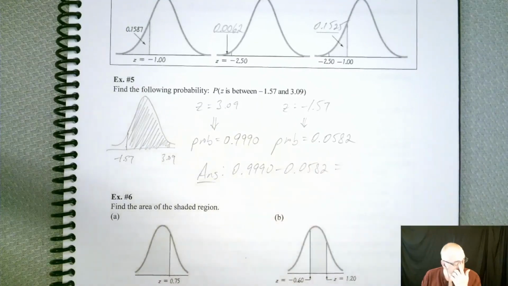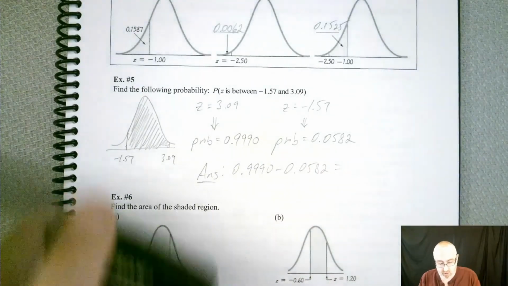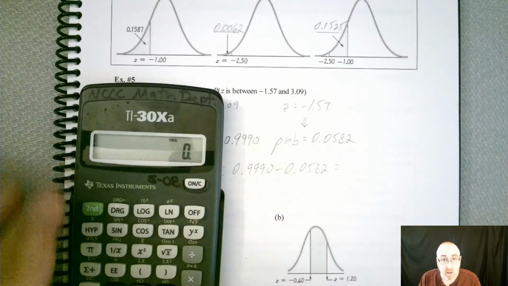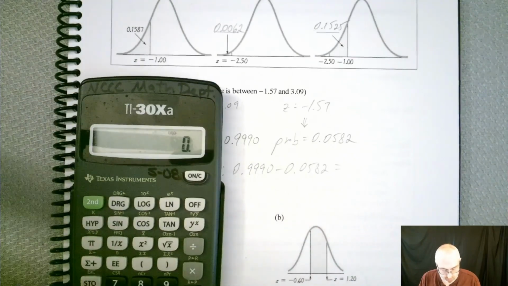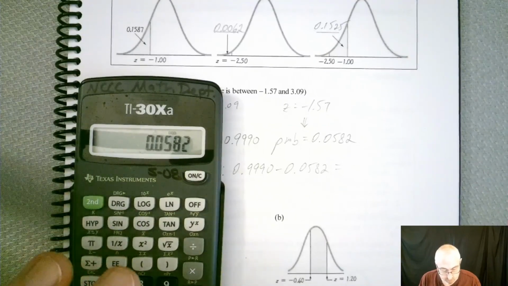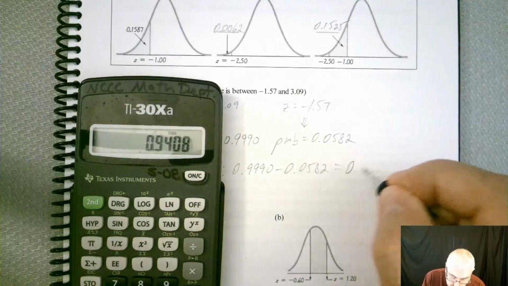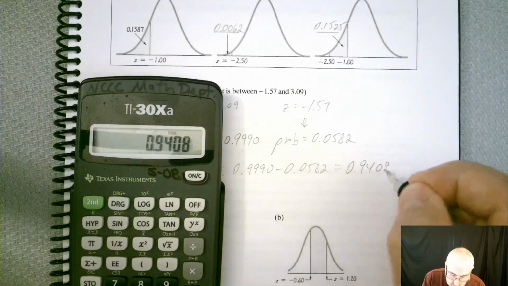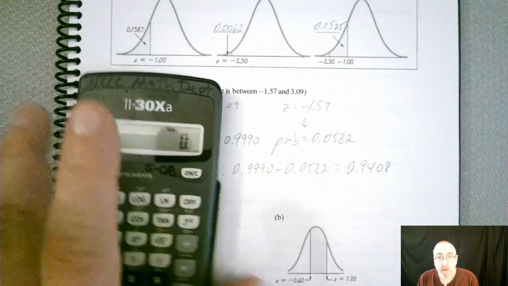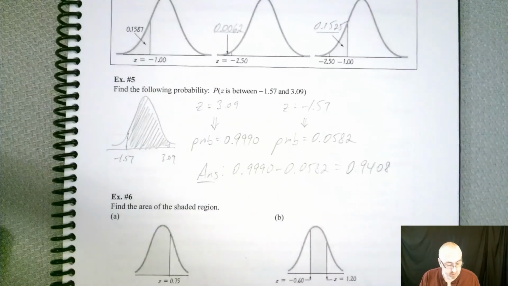So we can do that, and let's just do it on a calculator to be safe. So we got 0.9990 minus 0.0582 equals 0.9408. So that's going to be your answer.